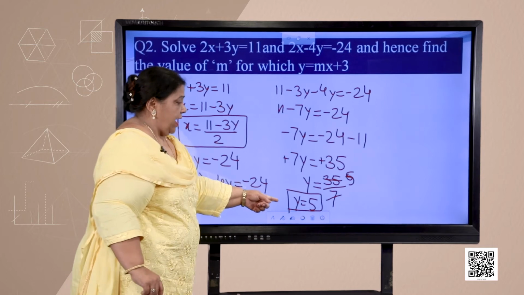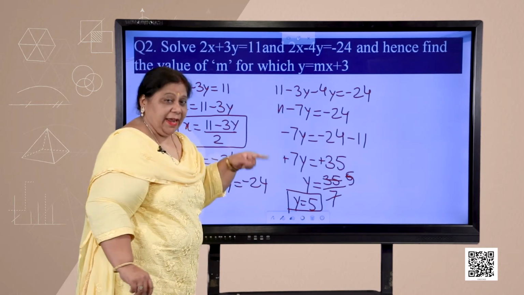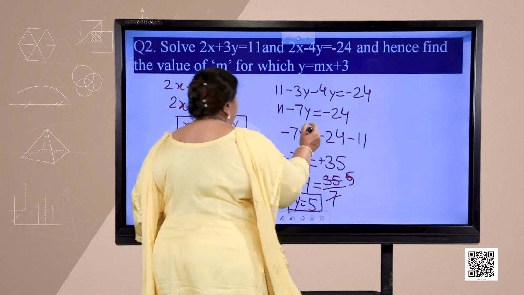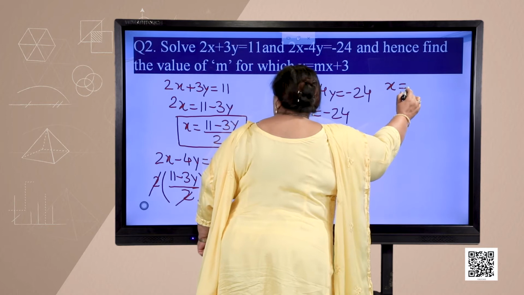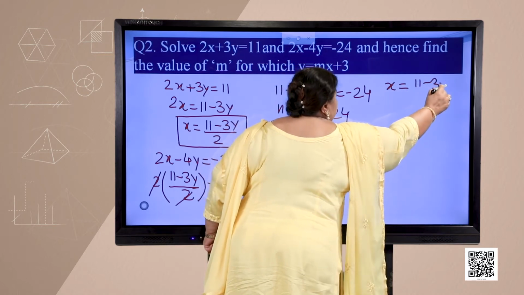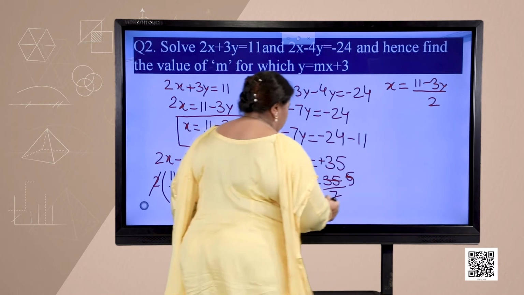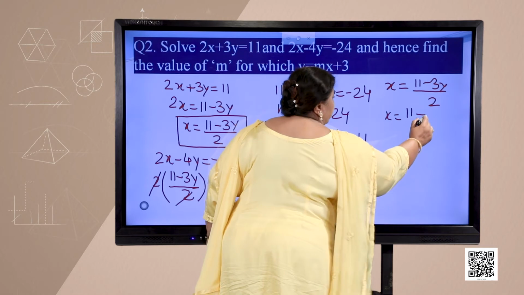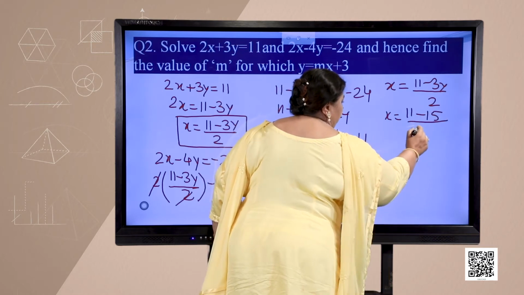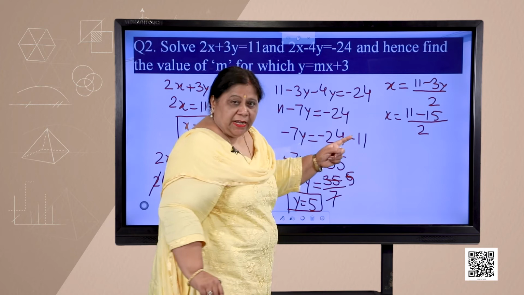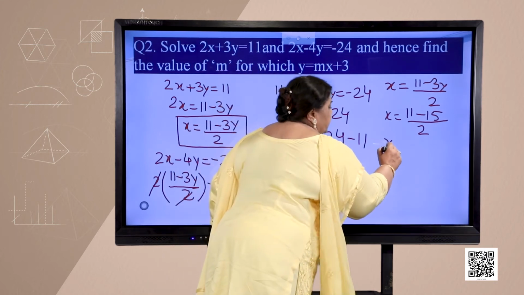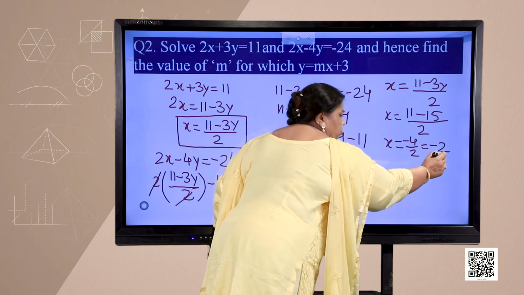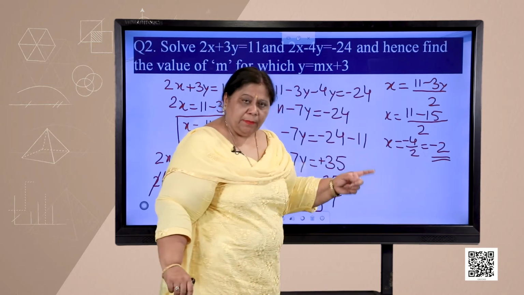After obtaining the value of y as 5, now we need to calculate the value of x and also obtain the value of m. Let us see. We will take the value of x as what? x is equal to (11 − 3y)/2. In this, the value of y is 5. So, 5 3s are 15, over 2. What is 11 − 15? It is −4/2, that gives me −2. So, the value of x is −2.